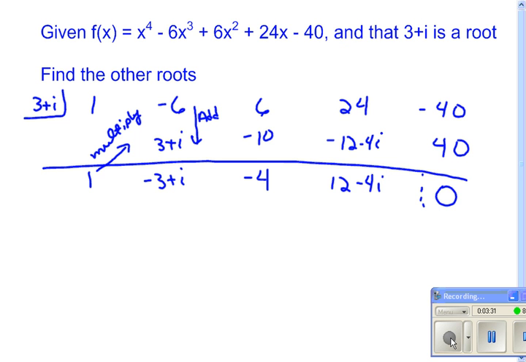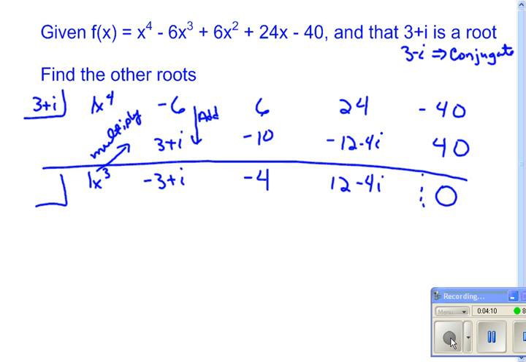Okay, we started off with x to the fourth. Now we are down to an x to the third with imaginary coefficients. And we don't really want to factor an x to the third polynomial with imaginary coefficients. And they didn't give us another root. But we know that imaginary roots come in conjugate pairs. Since they gave us 3 plus i, we automatically know that 3 minus i is a root because it's the conjugate. Whenever you have imaginary roots, their conjugates are also roots.